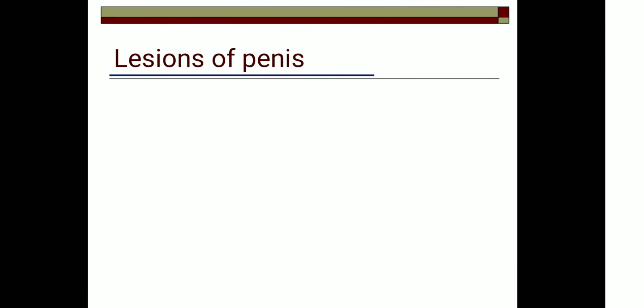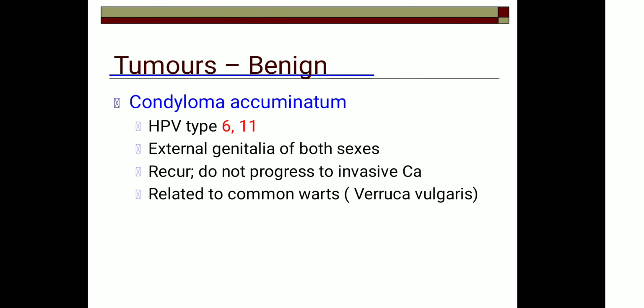Okay, we'll rush through this topic because in penis you should remember a few important topics. One is condyloma acuminatum, a benign type of lesion that is usually seen because of infection with HPV, that is human papilloma virus type 6 and type 11.